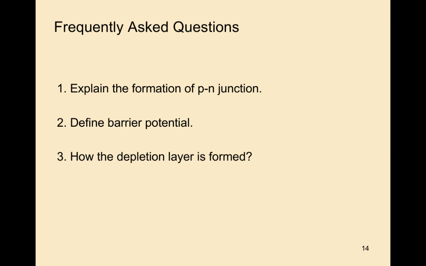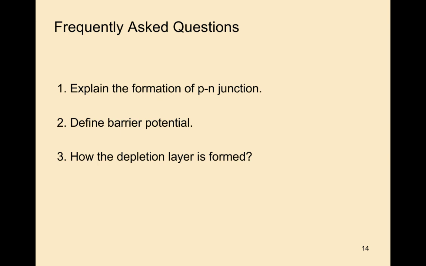By recombination of these holes and electrons near the junction, some potential difference is generated. That potential difference we call the potential barrier. This potential barrier is 0.3 volts for germanium and 0.7 volts for silicon. This is a fixed value.